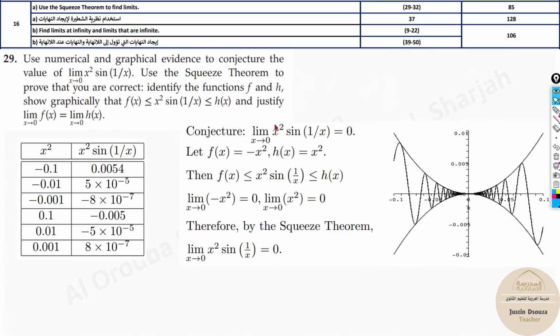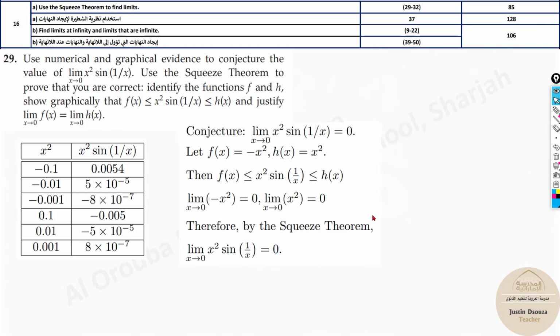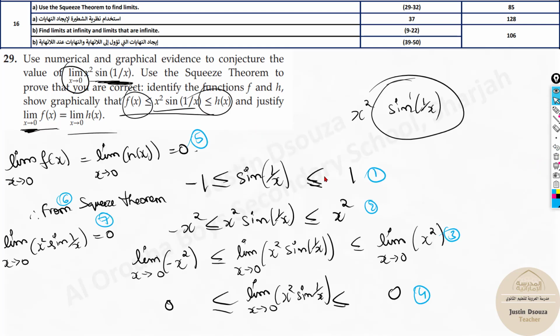Why do you get that? It's not clearly mentioned. They have just told, okay, from squeeze theorem, this is the thing. So that's why please follow this. Why are we getting minus x squared and x squared? Because the range of sine 1 by x is minus 1 to 1. And then we have to multiply the polynomial part. And this is the given question.